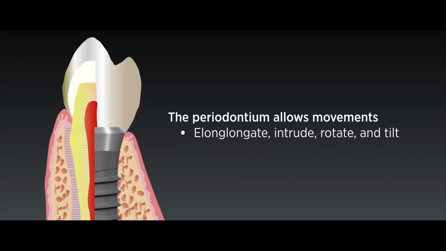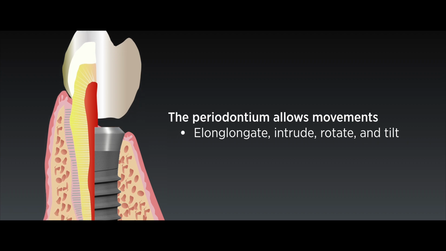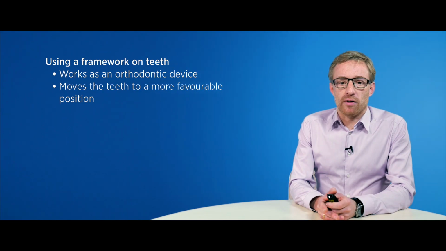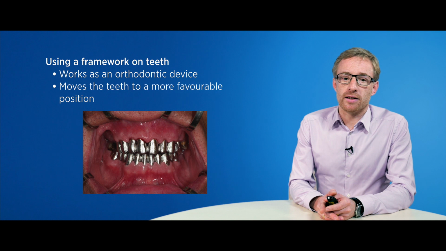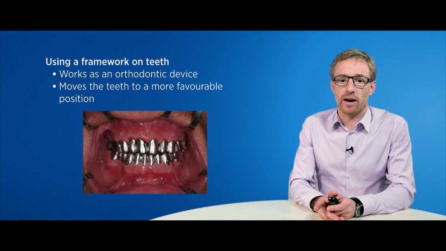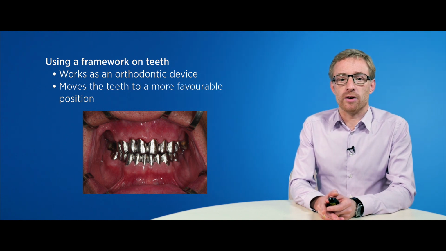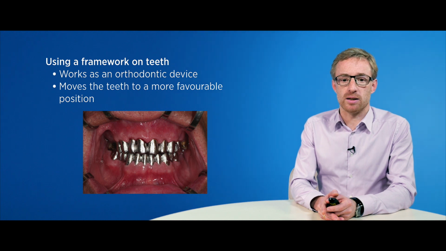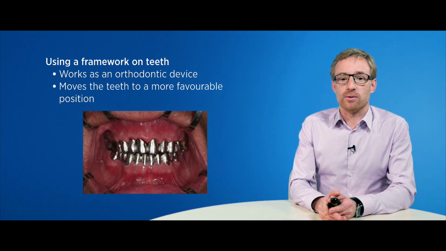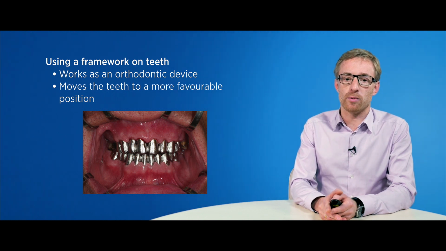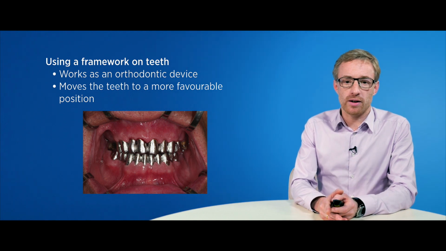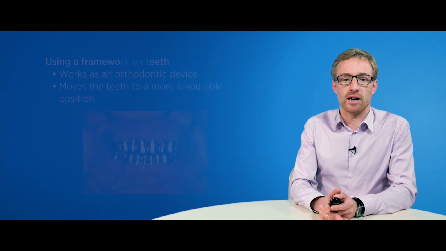The next difference is that the periodontium allows the teeth to elongate, intrude, rotate and tilt. It allows movements. This can be exemplified with patients who often say that they feel tension, or that it feels tight, when trying a large framework on the teeth. But after around 10 minutes, the tension has disappeared. The framework has worked as an orthodontic device and moved the teeth to a more favorable position depending on the small misfit of the framework. After checking the framework, taking it off also feels easier many times.